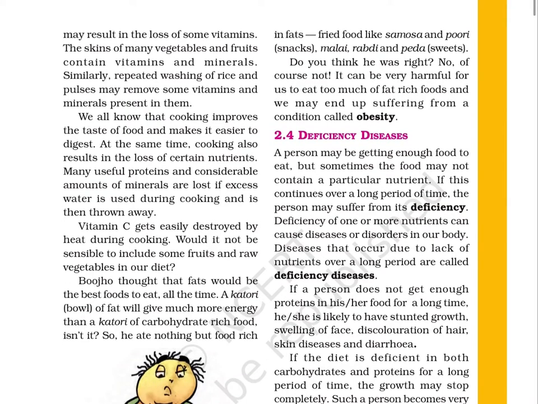Page 15. The skins of many vegetables and fruits contain vitamins and minerals. Similarly, repeated washing of rice and pulses may remove some vitamins and minerals present in them. We all know that cooking improves the taste of food and makes it easier to digest. At the same time, cooking also results in the loss of certain nutrients.